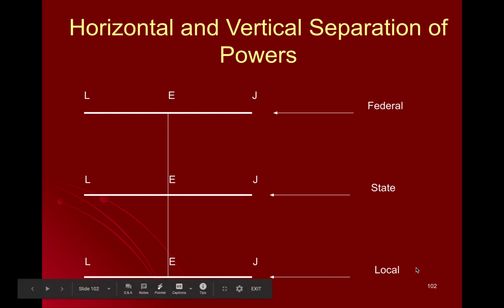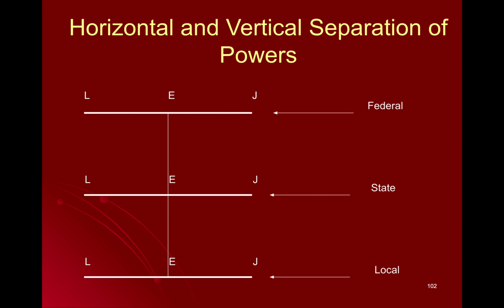Local government does the same thing. The legislative branch on the local level is typically a city council, and the executive is the mayor, and the mayor is usually on the city council or is the head of the city council. And we also have local courts. These are things like traffic courts. So we have all three of these separated powers at all three levels: federal, state, and local.